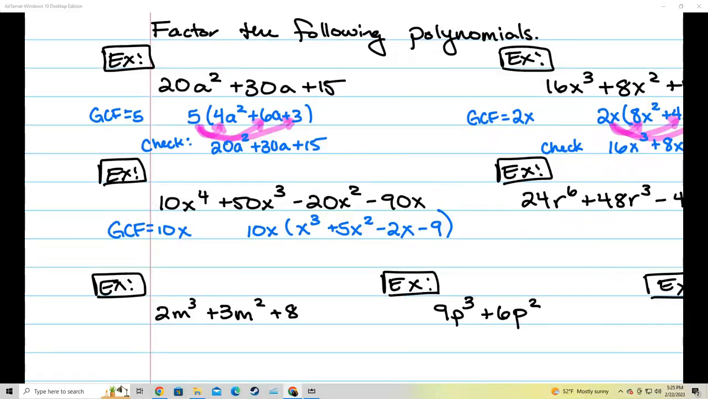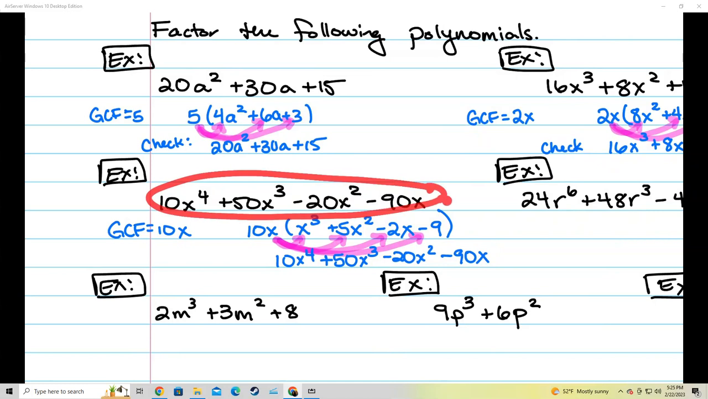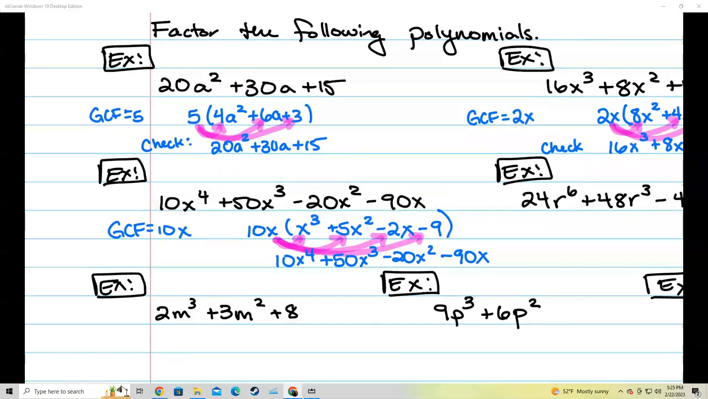And again, if you wanted to check, you could do that really quickly. I'm going to run through this really quick. 10x times x cubed, that is 10x to the fourth. 10x times 5x squared, that is plus 50x to the third. 10x times a negative 2x, that's going to give me a negative 20x squared. And then 10x times negative 9, that's going to give me a negative 90x. I checked to see if that's the original thing that I started off with, and sure enough, it matches perfectly. So I know that this is, in fact, the factored form with the GCF pulled out.